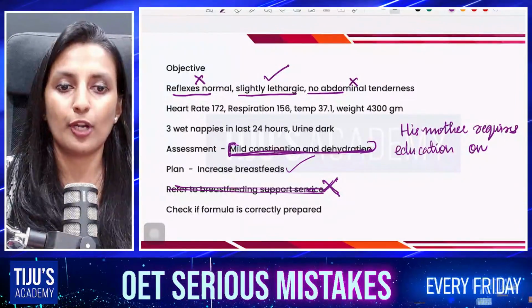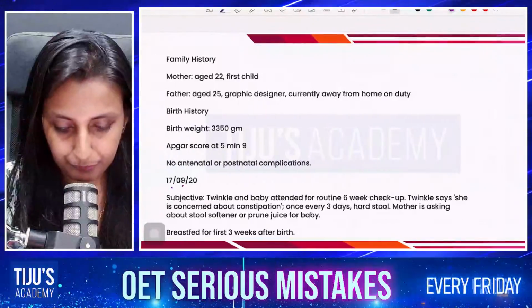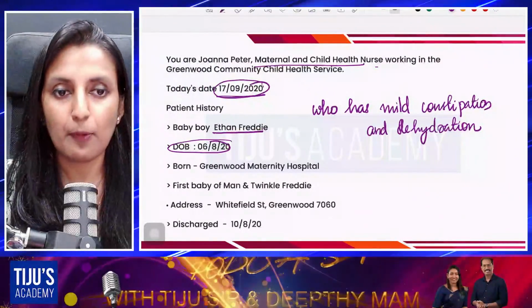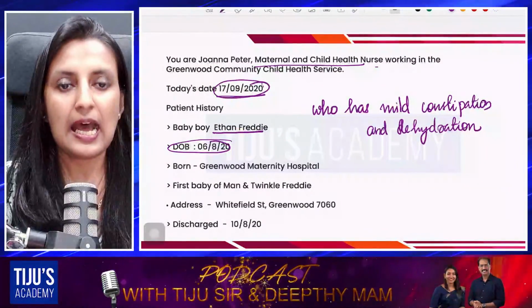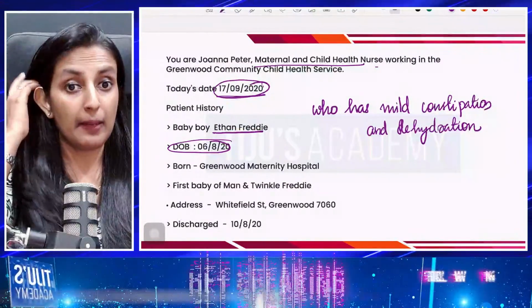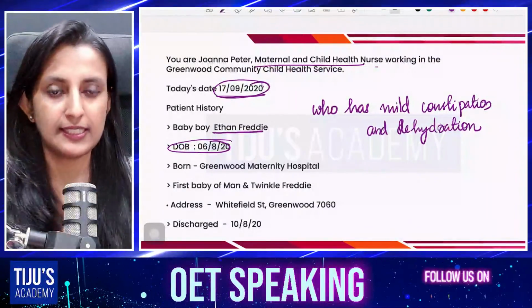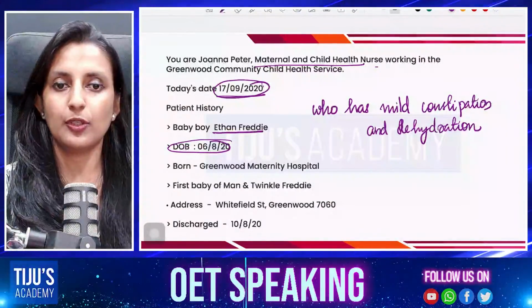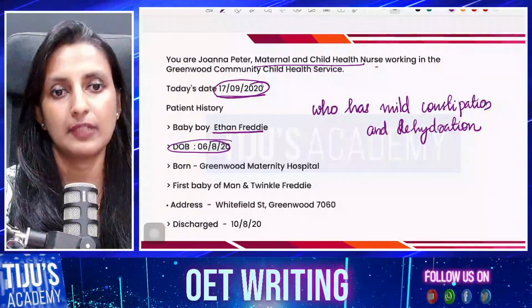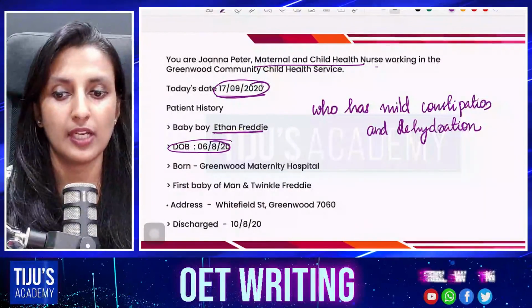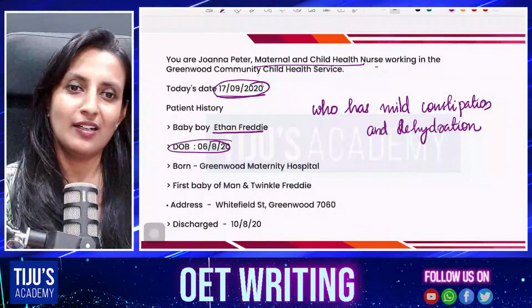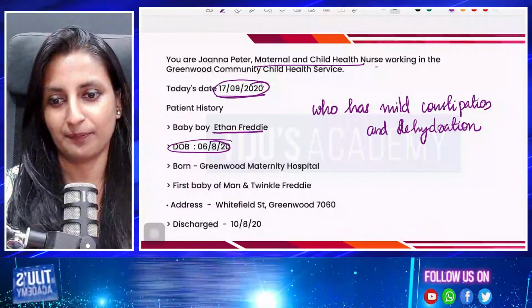When it comes to the body paragraph of the letter, either you can start by mentioning social history, or you can mention the present condition. So these are the two ways that we can write a referral letter. Either you can start with history, or you can start with the present condition.